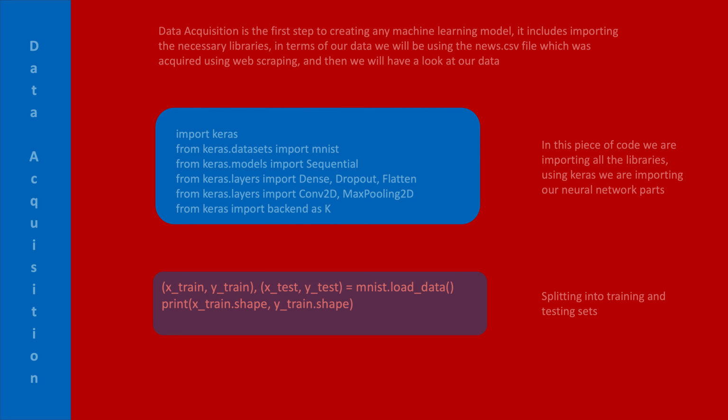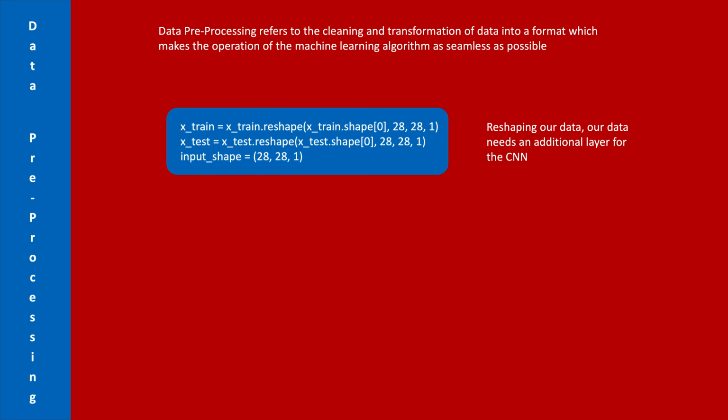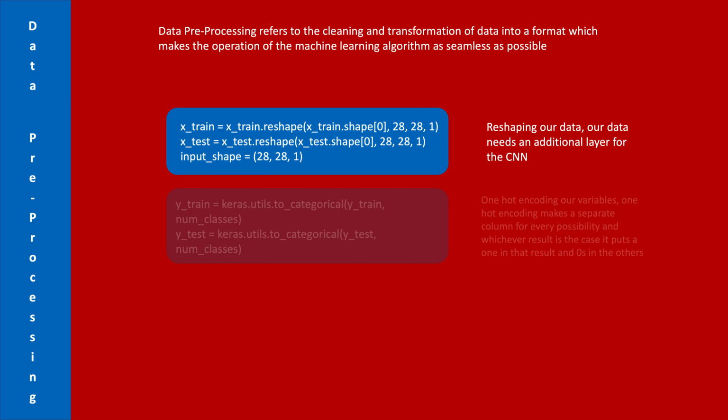For CNN, our data needs an additional layer, so we will have to reshape our data with an extra 1 in the end to add a layer. And we will also have to reshape our inputs to match the CNN size.